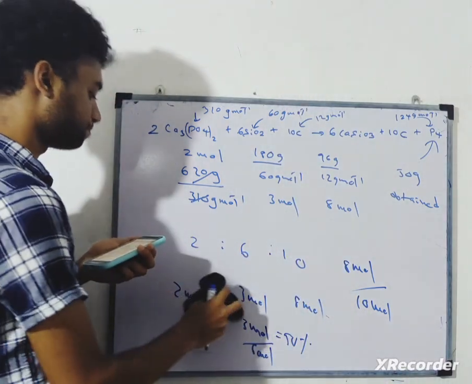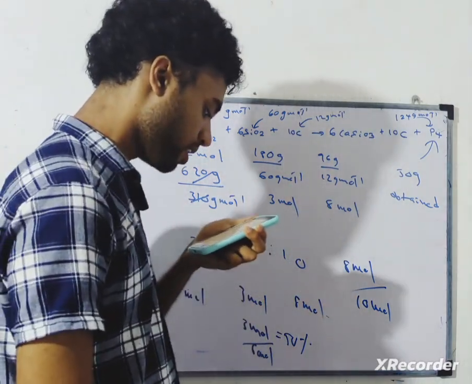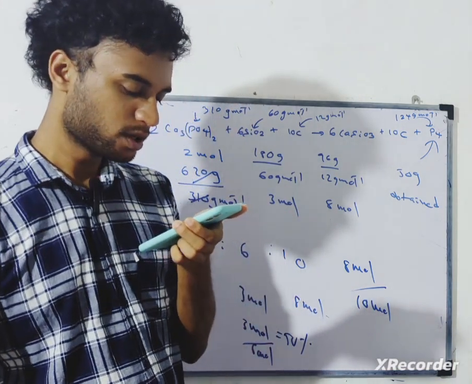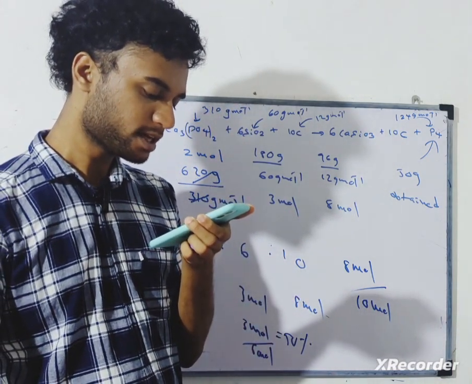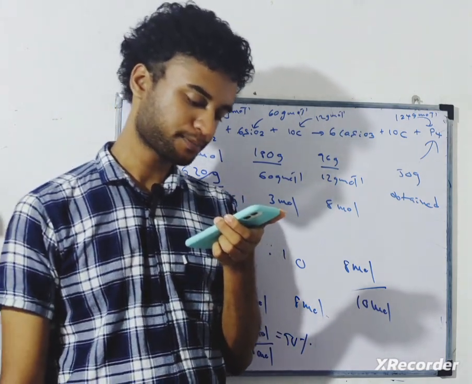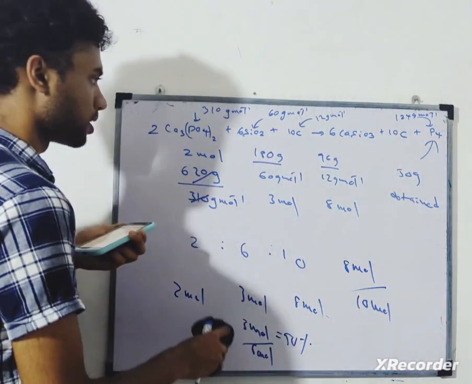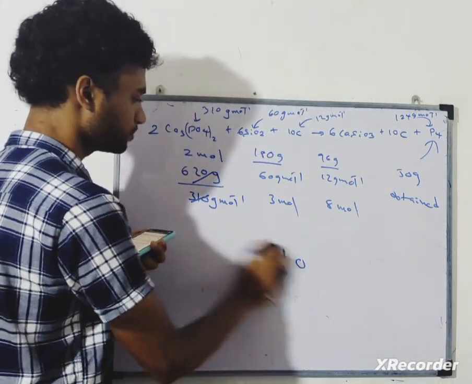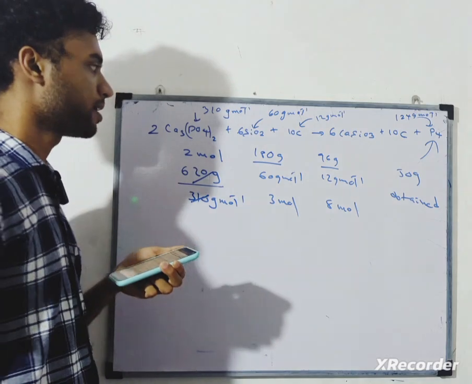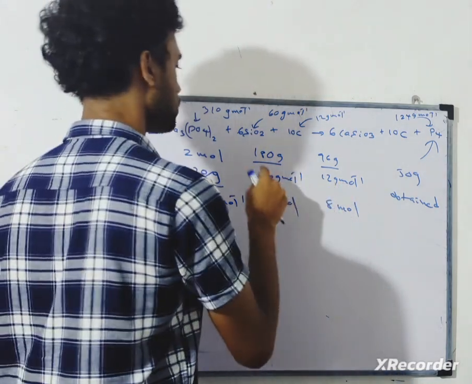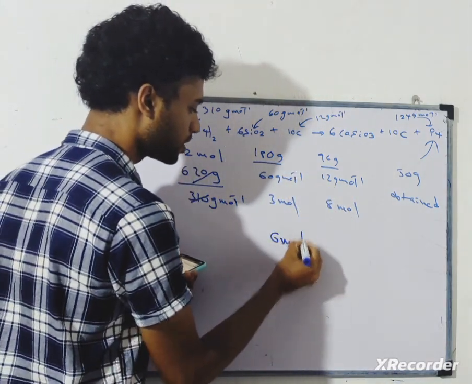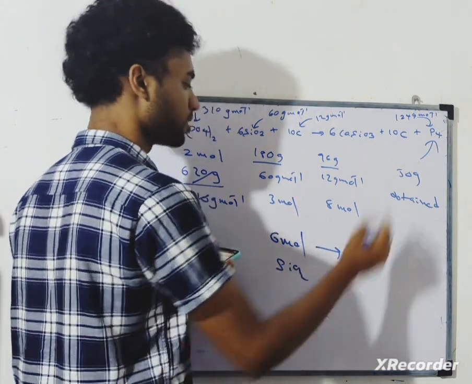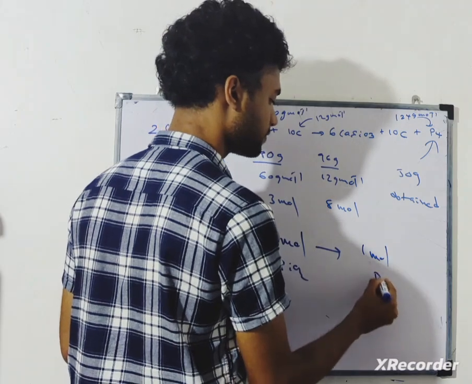Now let's see. They're asking, under these conditions, the limiting reagent and the percentage yield of P4 respectively are. Percentage yield of P4. Now you know, if I have 6 moles of silicon dioxide, I should bring about 1 mole of P4.